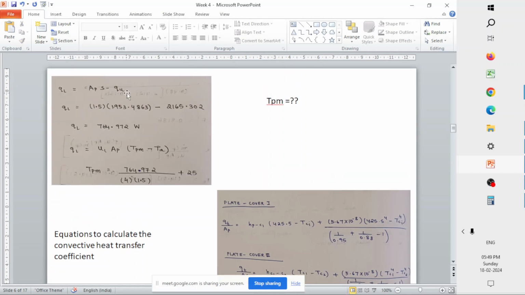Now we have calculated QU, let's calculate QL. QL is nothing but APS minus QU. The reason why we calculate the value of QL is to know your mean plate temperature, that is the temperature of your absorber plate. So QL is nothing but AP times S, that is area of the plate times your solar flux absorbed by your flat plate collector, minus the useful heat gain.